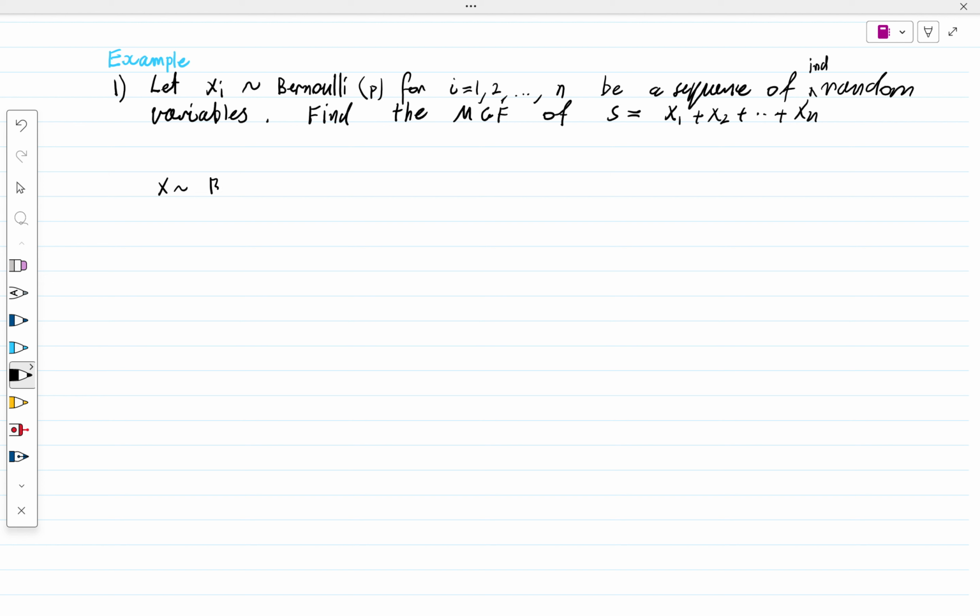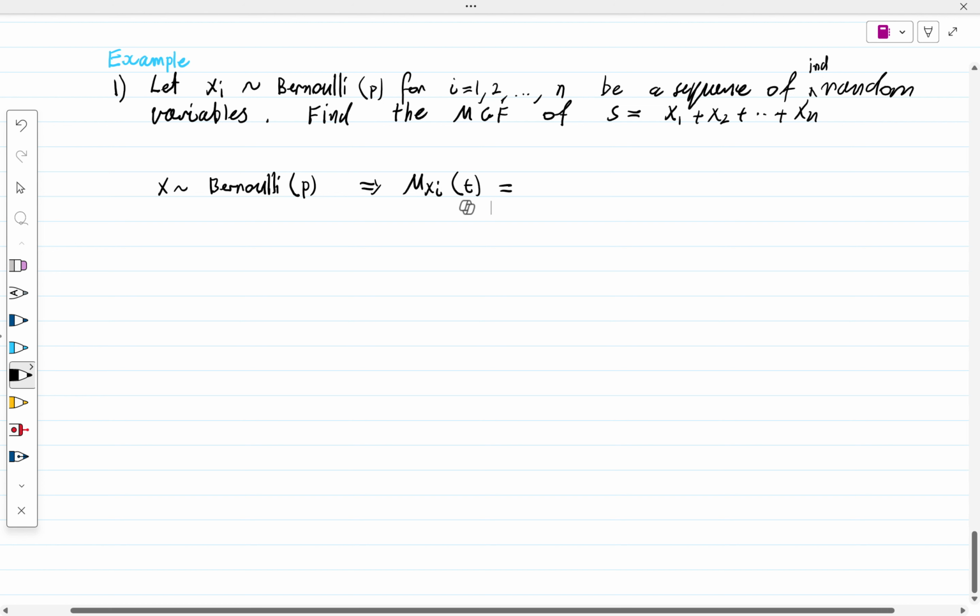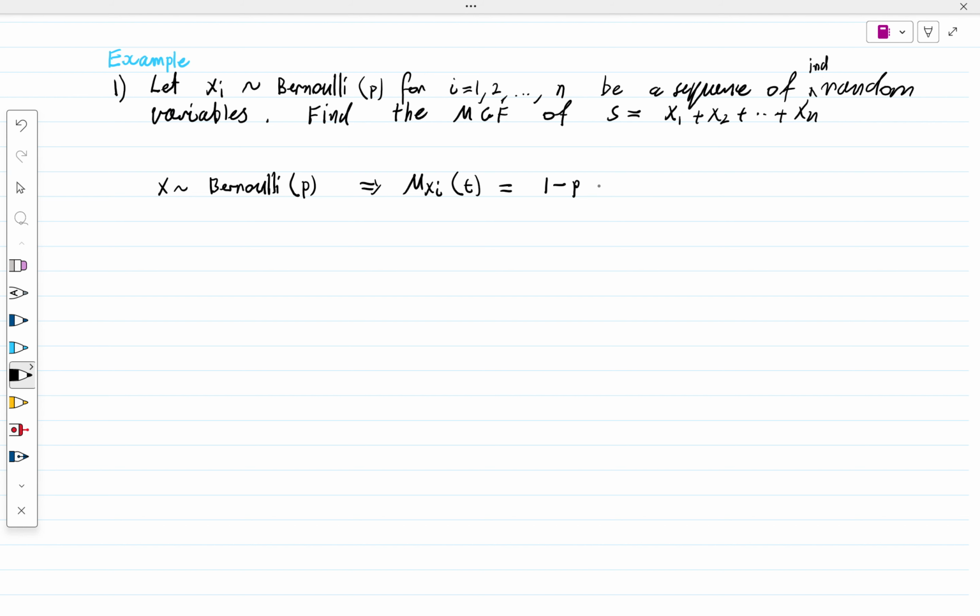So if X has a Bernoulli distribution with parameter p, that tells us that the moment generating function of each X_i is the following. It's equal to 1 minus p plus p e to the t. By definition of some of the other videos that we've done, we're going to derive that, of course, but for now, take this fact as given. But you can see other videos of how it's derived.